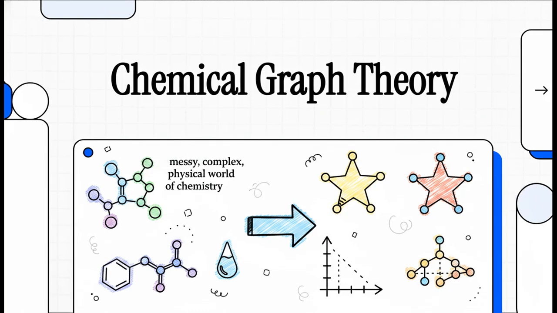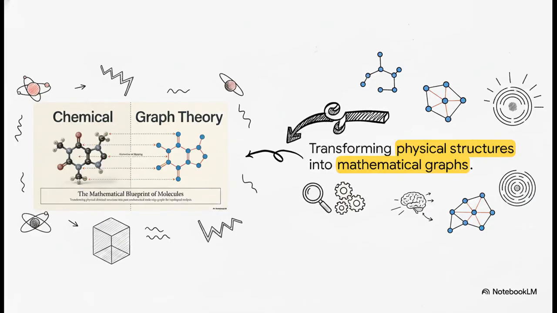I'm really excited you're joining us today because, well, we're going to decode a secret language. We're going to take the messy, super complex physical world of chemistry and discover exactly how it translates into this beautifully elegant mathematical code. It's called chemical graph theory, and honestly, it is absolutely fascinating. Okay, let's dive right in.